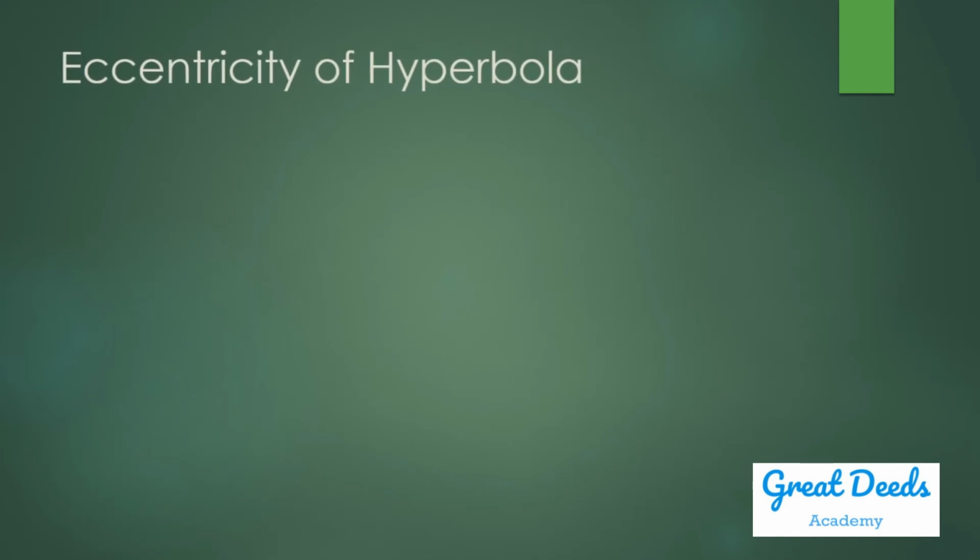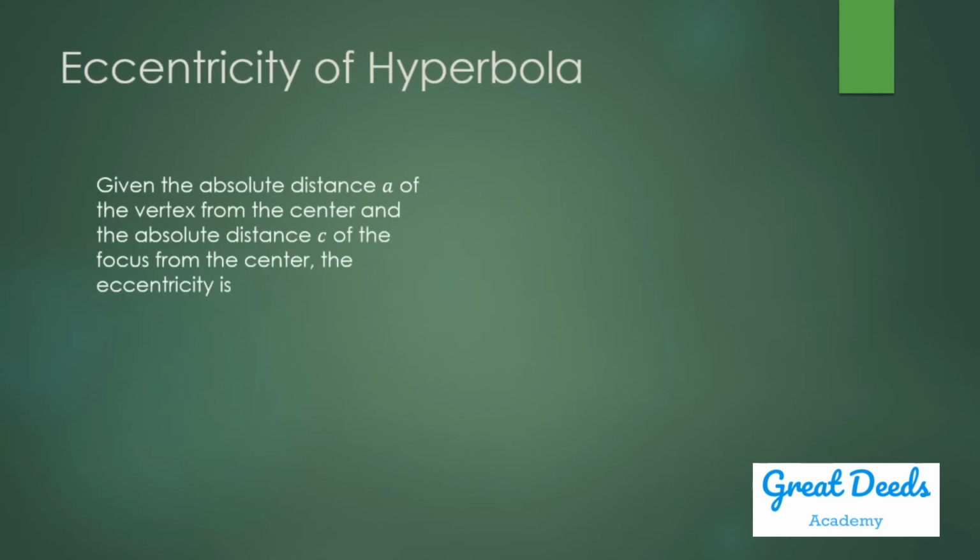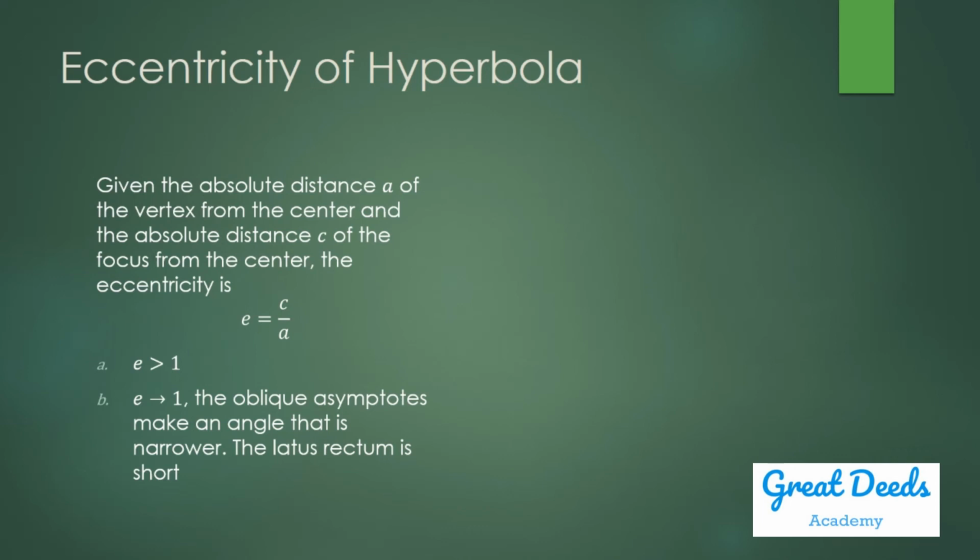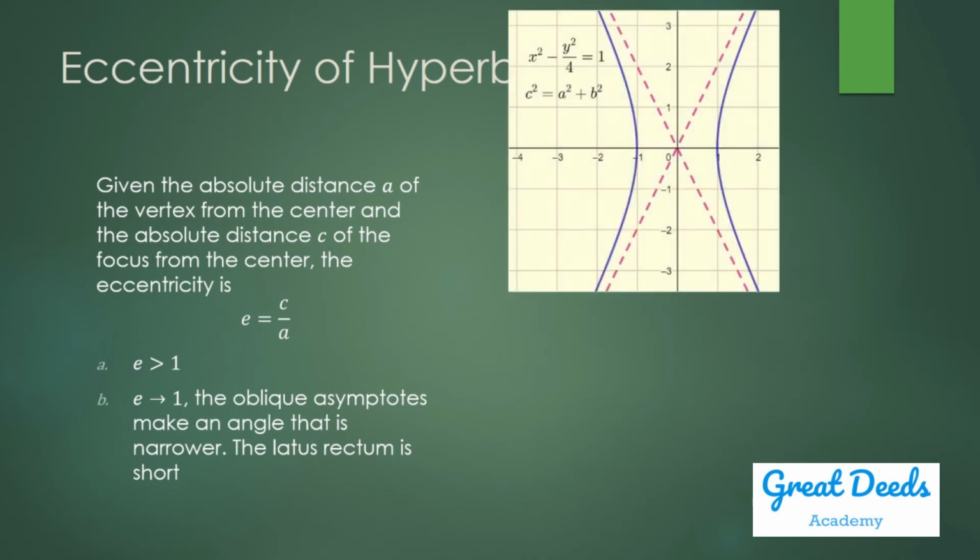We also have the eccentricity of a hyperbola. Given the absolute distance A of the vertex from the center and the absolute distance C of the focus from the center, we compute E in the following way. It's also equal to C over A. But in this case, E is always greater than 1. And these are the other properties. Now, why is that so? Well, because C squared is always greater than A squared. Look at that. And so when you get the ratio of C to A, it's always going to be greater than 1.